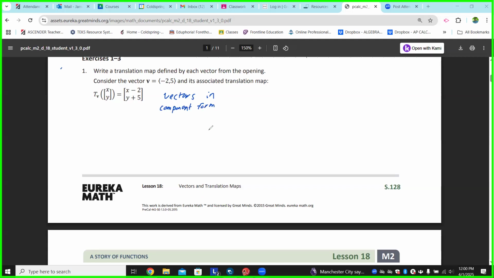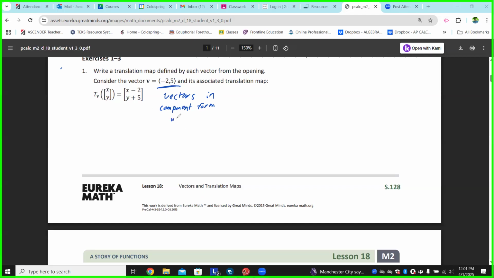I got that question a lot yesterday on the homework. What is component form? Component form is basically it written out as a coordinate. So in this case, I'm going to give you 4 different ones, and we are going to produce a map for each one of them, right? So this is based on an example.